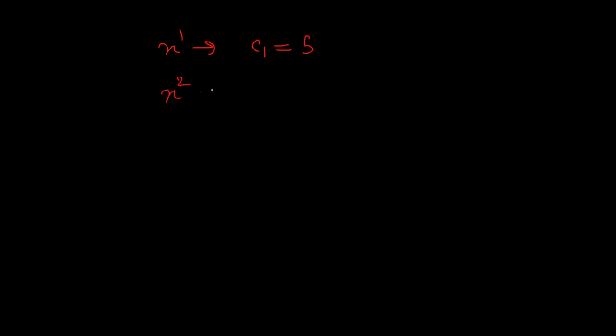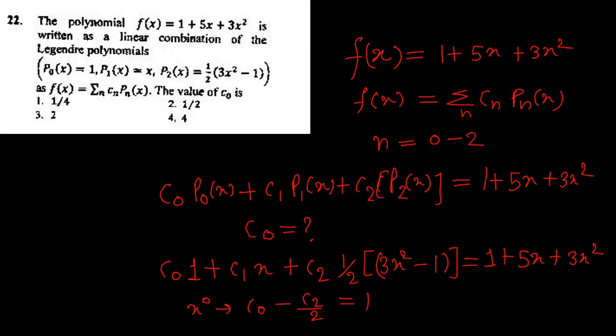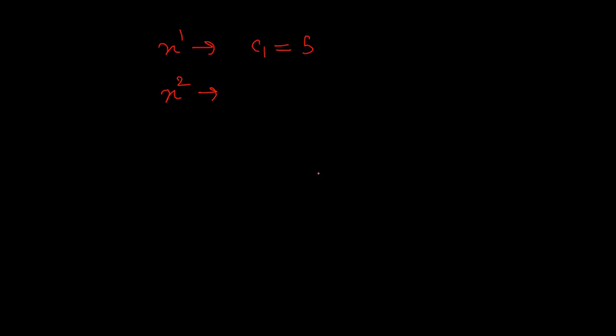Now equate x to the power 2. So the x to the power 2 term will be equal to, here C2 times 3 by 2 is equal to 3. So from here you will get C2 is equal to 2, and you have to find out C naught.